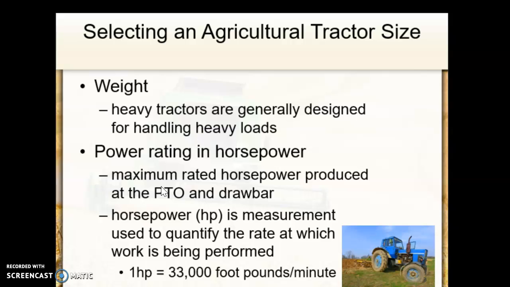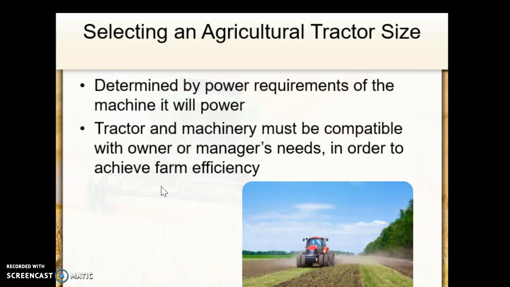Let's talk about horsepower. That's a term that we've all heard of, but we probably don't exactly know what it means. Horsepower is a measurement used to quantify the rate at which work is being performed. So 1 horsepower equals 33,000 foot-pounds of force per minute. And that's 1 horsepower. So we need to know what our horsepower rating is for that tractor.